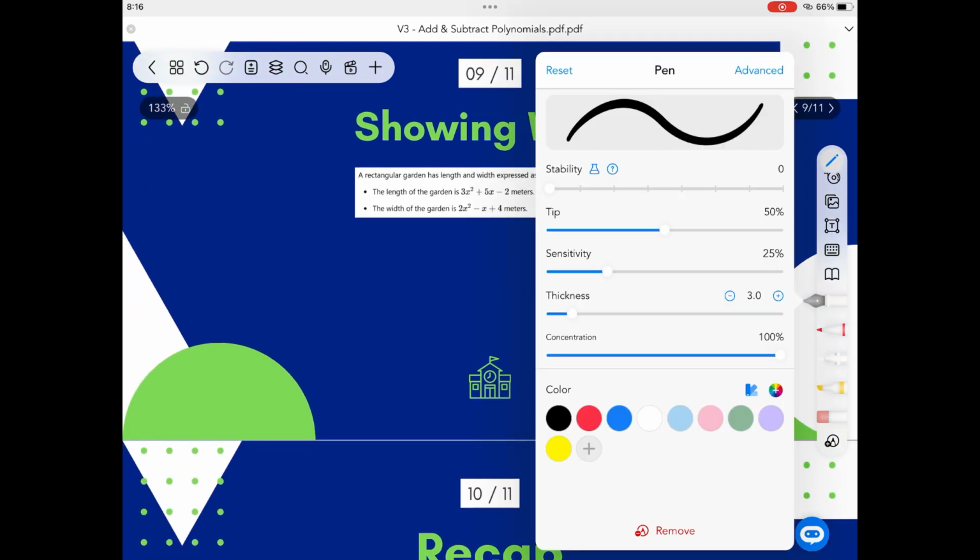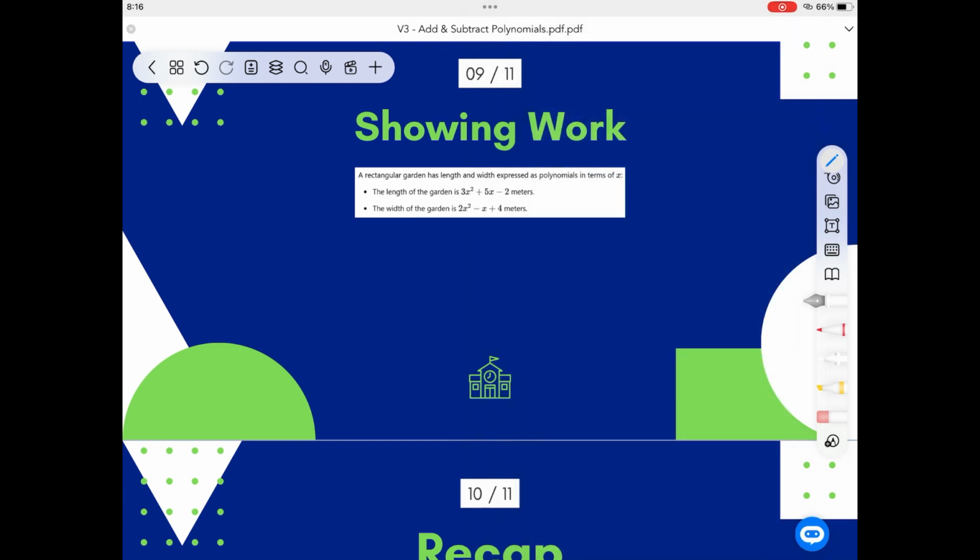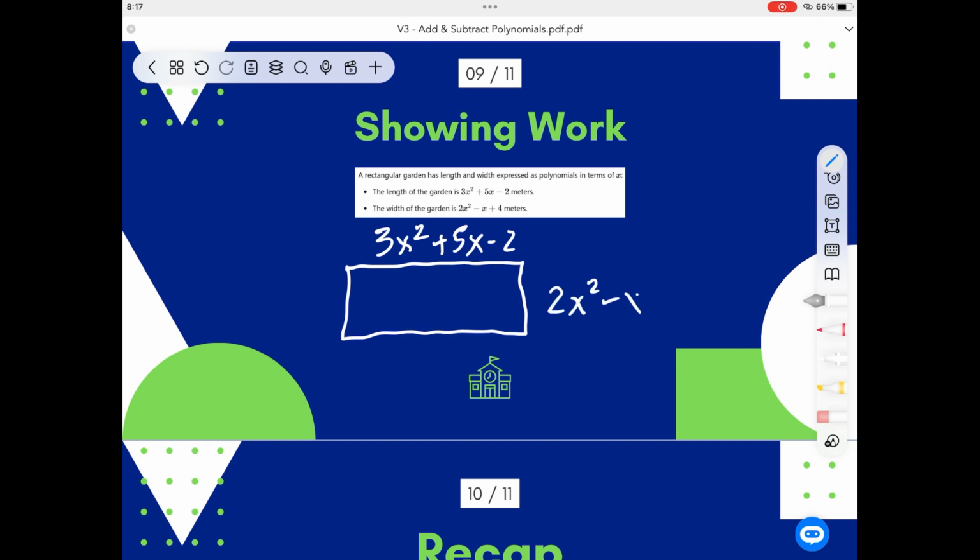I'm going to ask you in your notes to draw a picture of this rectangle. So let's show this rectangular garden. And we have a length on one side of 3x squared plus 5x minus 2, and then a width on the side of 2x squared minus x plus 4. And we're asked to find the perimeter of this.